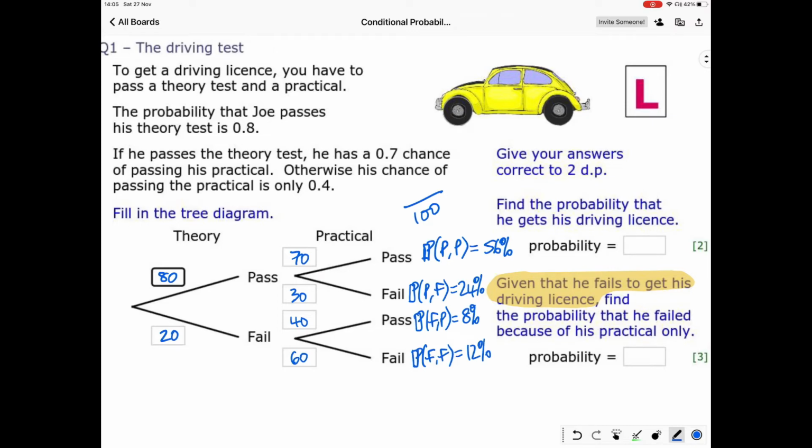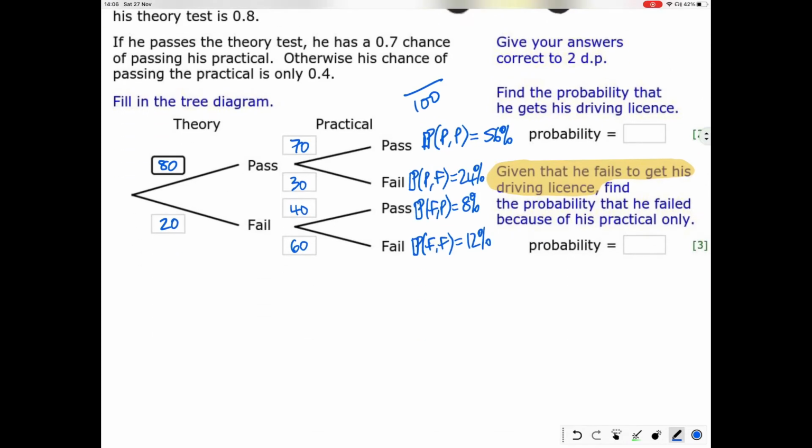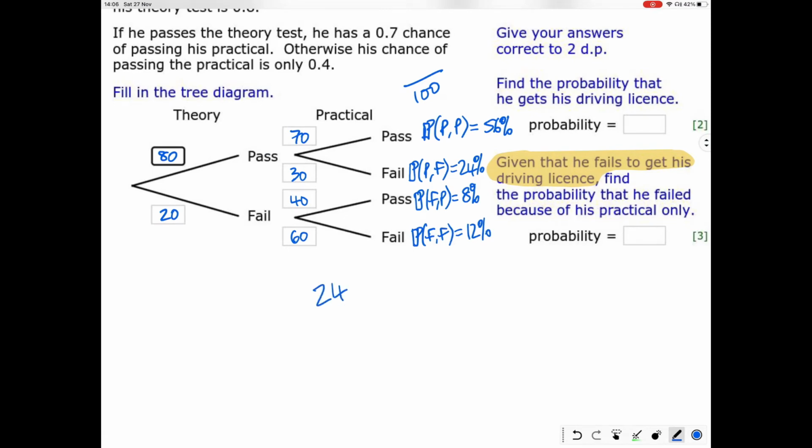Now, though, we're given some extra information. Given that Joe fails to get his licence means we know that Joe has failed to get his licence. So if you look at that tree and imagine 100 identical Joes taking the test, now Joe is part of the group of 44 who failed for whatever reason. Now we know that, the probability that Joe failed because of his practical only isn't 24 out of 100 anymore, but 24 out of 44. So that's the probability, 24 out of 44.